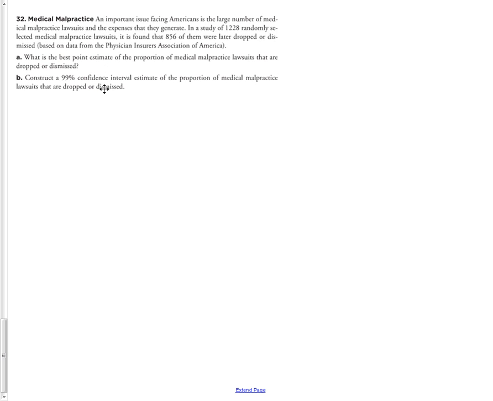Now, part A says, what is the best point estimate of the proportion of medical malpractice lawsuits that are dropped or dismissed? Well, we have here a sample of medical malpractice lawsuits. The sample has a size 1,228. So N is equal to 1,228. And of those 1,228, 856 of them fit the criteria of being dropped.